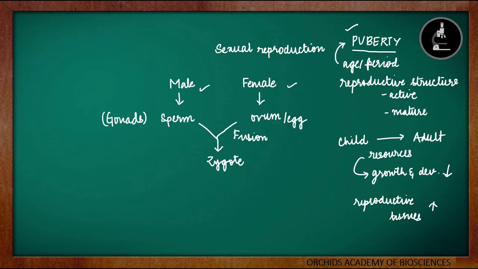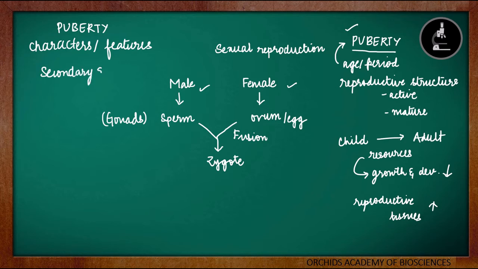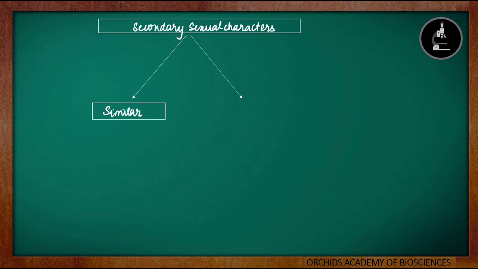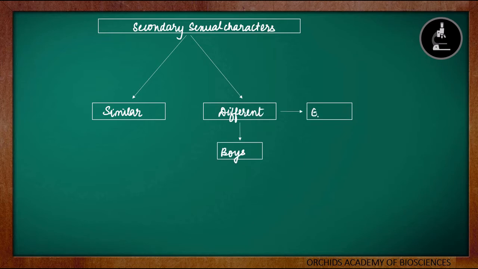During puberty, there are various characters or features which can be seen in an individual. The various characters or features that appear during puberty are called secondary sexual characters. The secondary sexual characters can be the same or similar for both boys and girls, and some are dissimilar or different in boys and girls. So let us look at some of the secondary sexual characters which are similar for both boys and girls and which are different as well.